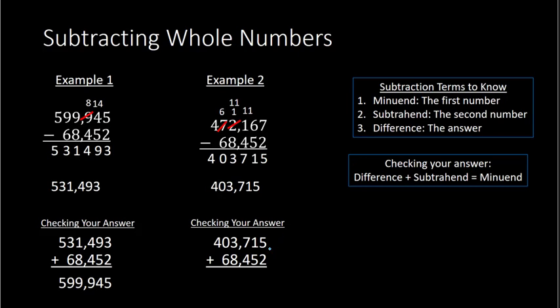So starting from right to left, we do 5 plus 2. That gives me 7. 1 plus 5 would give me 6 in the tens place. 7 plus 4 is 11. So we have 1, carry the 1. So now we have 1 plus 3 is 4. 4 plus 8 is 12. So 2 goes there, carry the 1. 1 plus 0 is 1, plus 6 is 7, and then 4 plus 0 is 4.